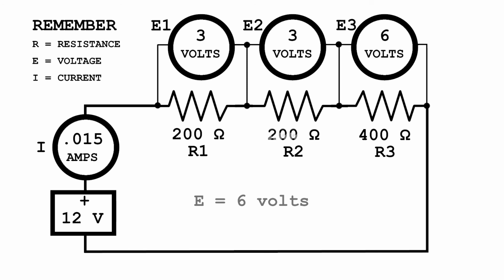Let's try something. Let's assume we don't know the value of R2, but we have a current meter that reads 0.015 amps and a voltmeter across R2 that reads 3 volts. We use the third rearrangement of Ohm's law, R equals E over I, or 3 divided by 0.015, or 200 ohms. Just what it's supposed to be.